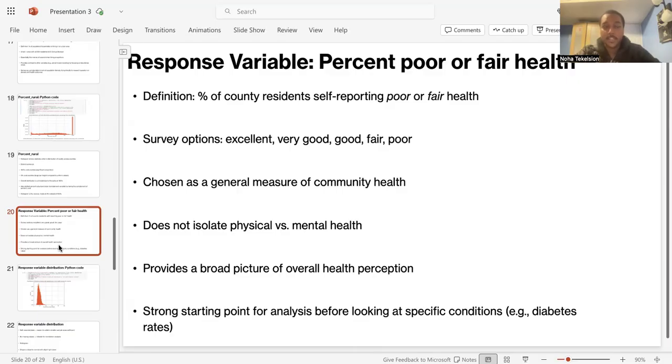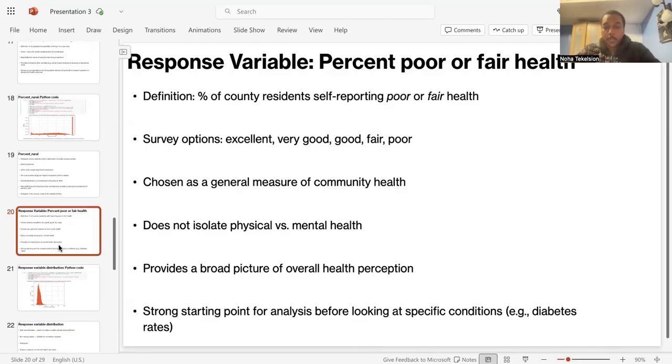So I'm trying to say that it's not focused on, for instance, diabetes rates or teen pregnancy rates or asthma rates. It's general and it puts to the people how they view their own health. It makes no distinction between physical and mental health differences as well. So that adds to the generality.